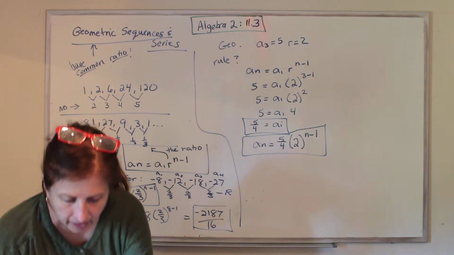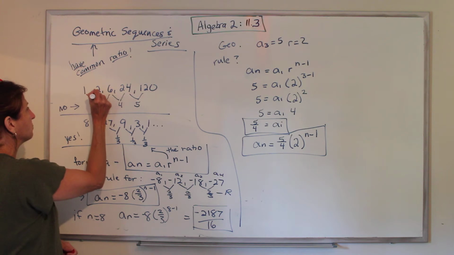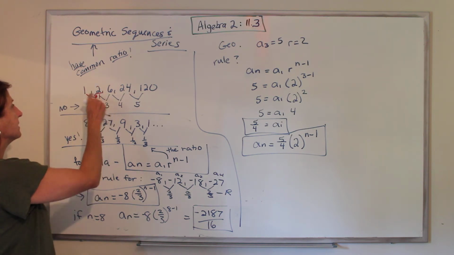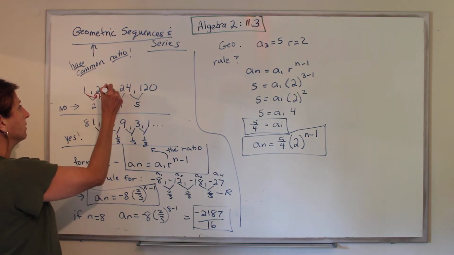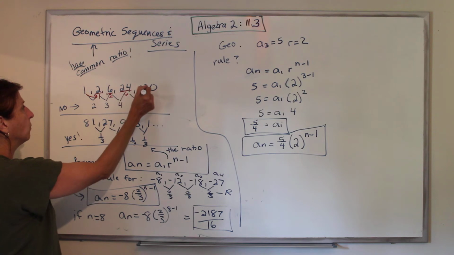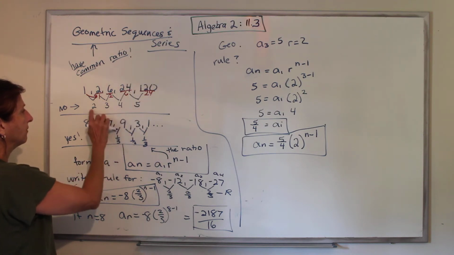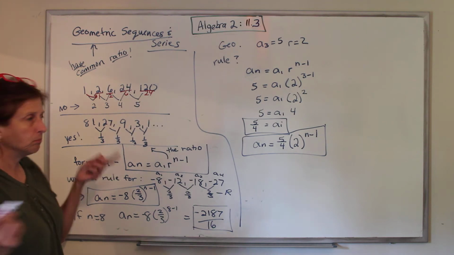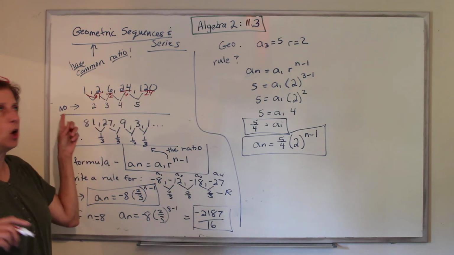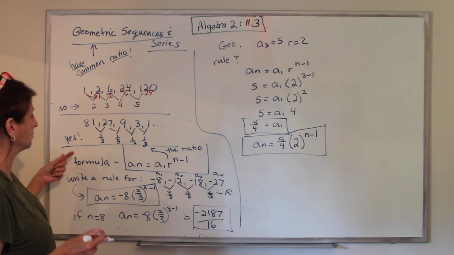Let me get my red one. So I imagine this swinging down under this and saying 2 divided by 1 is 2, 6 divided by 2 is 3, 24 divided by 6 is 4, 120 divided by 24 is 5. It makes a pattern, but are they the same? No. So this is not a geometric sequence or series.